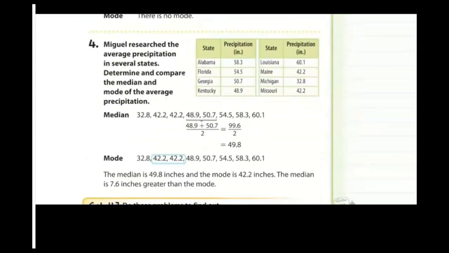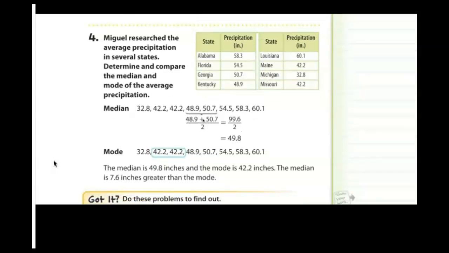One more example. Miguel's researching precipitation in several states. We want to compare the median and the mode. So if we look, we've got 8 states, different precipitations. We put them in order from least to greatest first. There's 8 values, so what's in the middle is in between these 2 numbers.